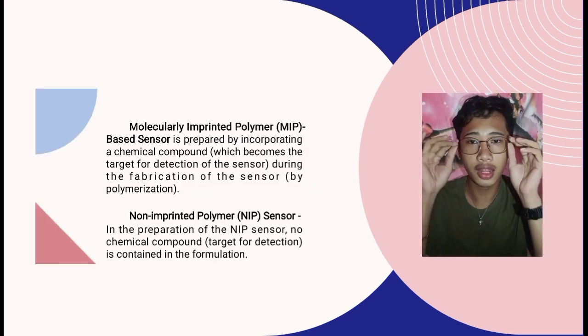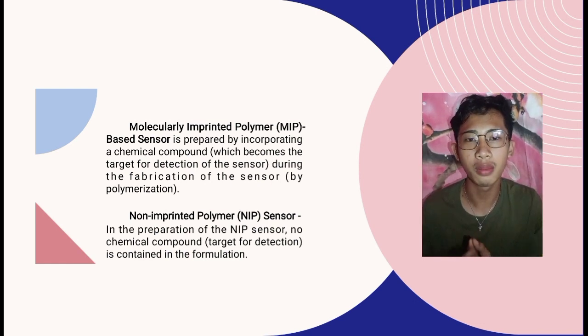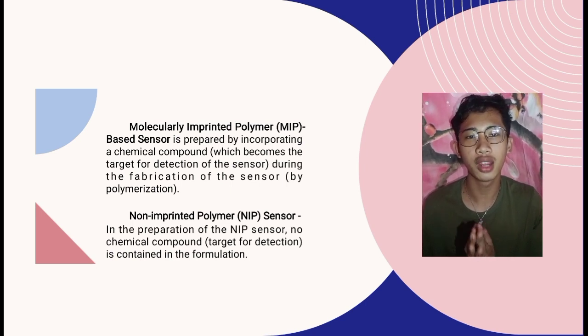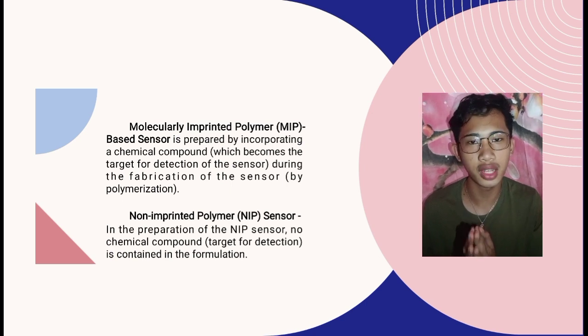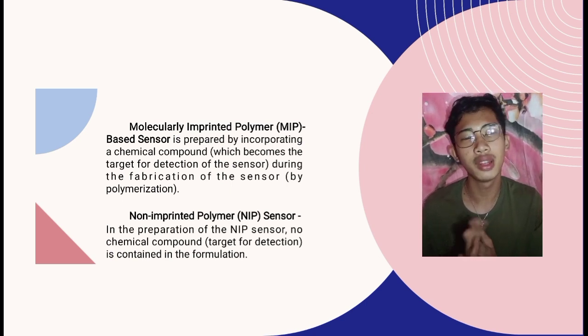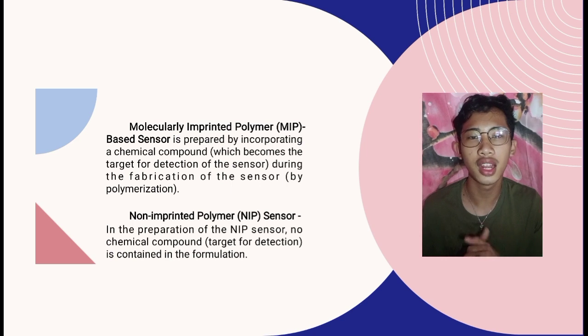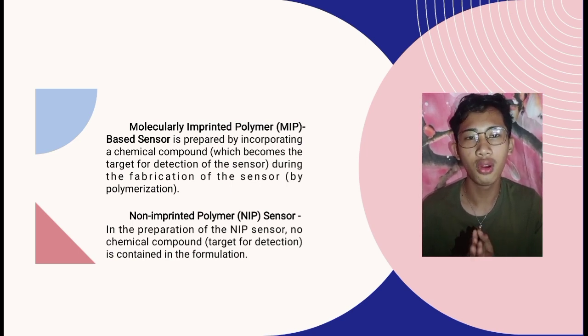Now, a molecularly imprinted polymer or MIP-based sensor is prepared by incorporating a chemical compound, which becomes the target for detection of the sensor, during the fabrication of the sensor by polymerization. Now, the MIP has a predefined selectivity for a certain analyte or group of structurally similar chemicals. Therefore, this is the best material to utilize in a separation procedure.